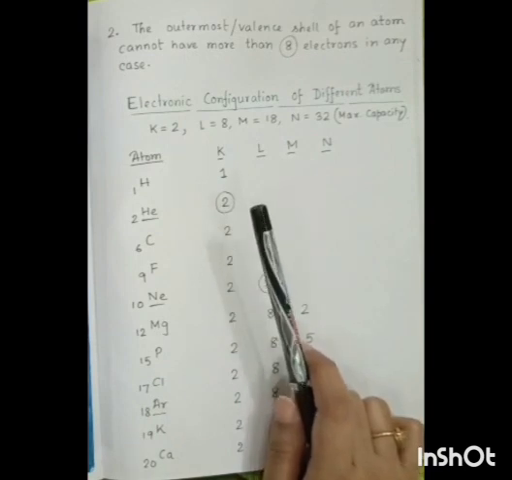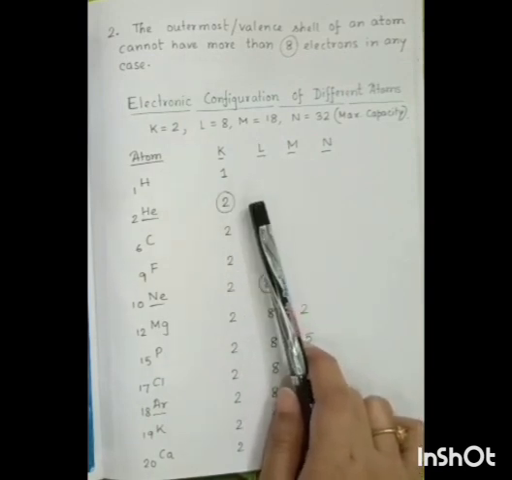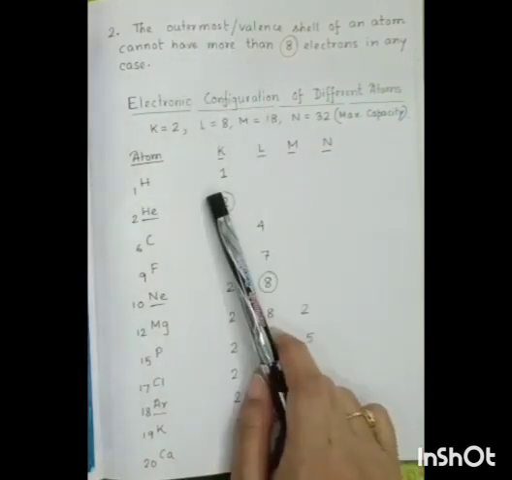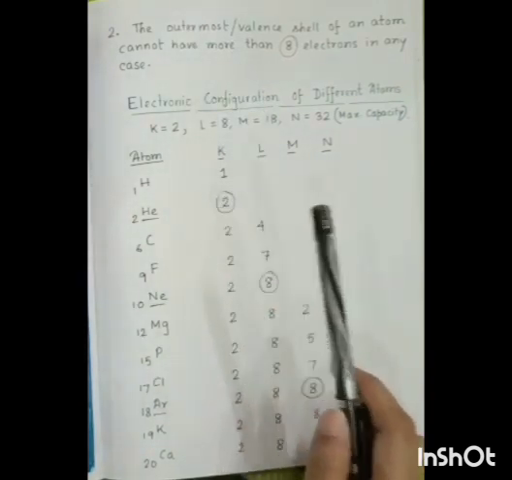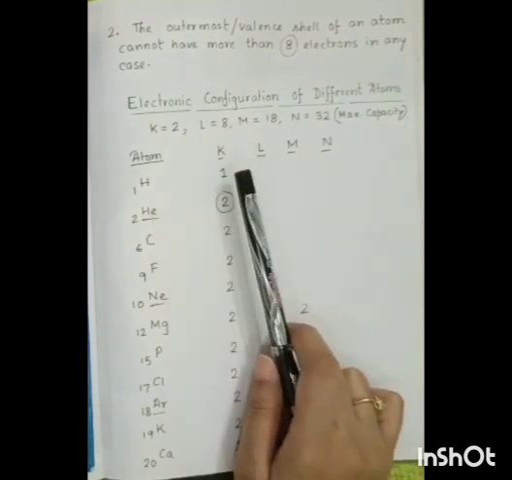I hope you have understood the concept of electronic configuration properly, and the second rule you will be able to understand better in the next video, where I will discuss the electronic configuration of different atoms.